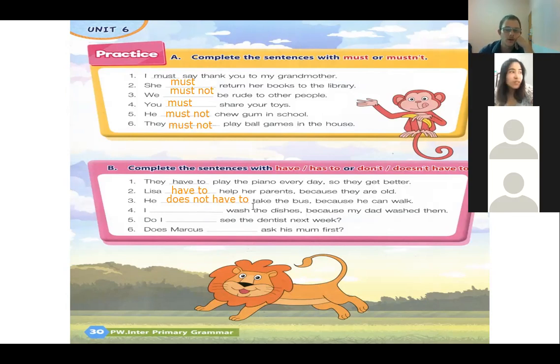What about number 4? I blank wash the dishes because my dad washed them. Have to, has to, or doesn't have to wash the dishes because my dad washed them. Don't have to, yes. I don't or do not have to wash the dishes because my dad washed them.